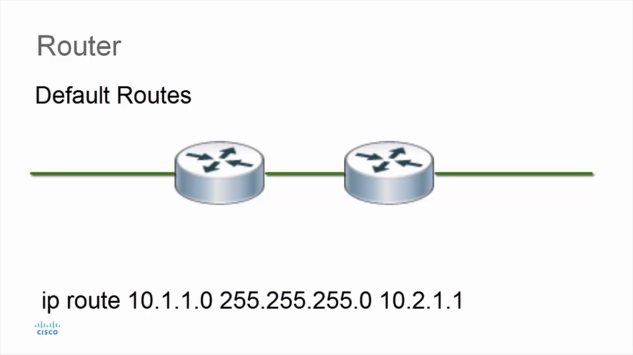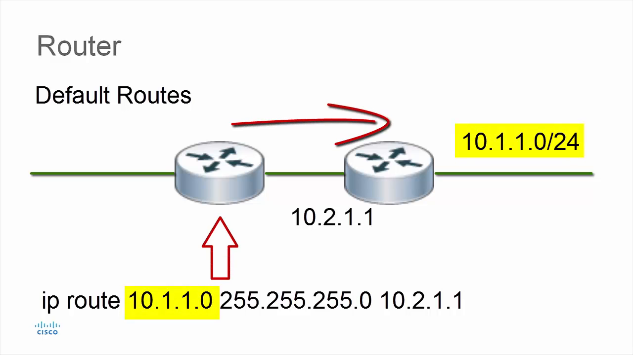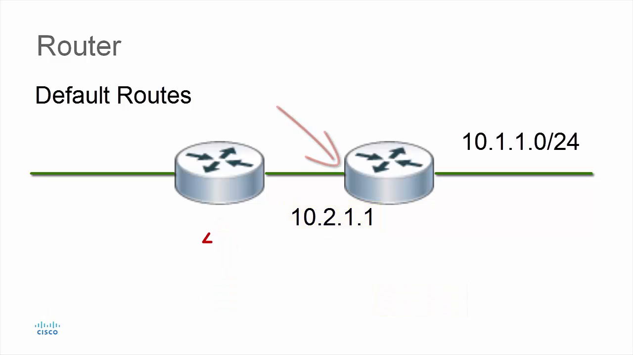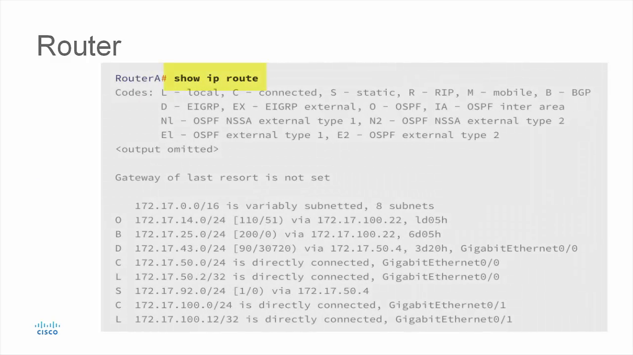The default route can be manually created using a command such as shown in the example. 10.1.1.0 represents the destination network, and 10.2.1.1 is the next hop router. Another way to install a default route is to advertise it using a dynamic routing protocol such as the following example using RIP. The following are examples of how routes will be displayed using the show IP route command, which is used to show the contents of the routing table in a router.